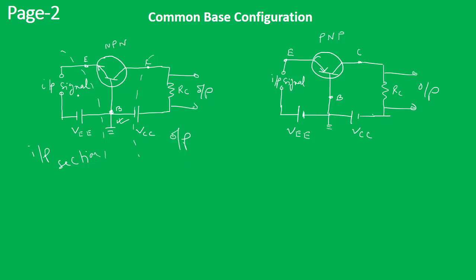And here you see that the DC bias voltage is provided keeping this emitter base junction forward bias. So this bias voltage is called VEE and this bias voltage is called VCC. So this is for NPN transistor. Same thing is done for PNP transistor. The polarities are changed and accordingly the input section and output section can be marked and we can see that base is common to both input section and output section.